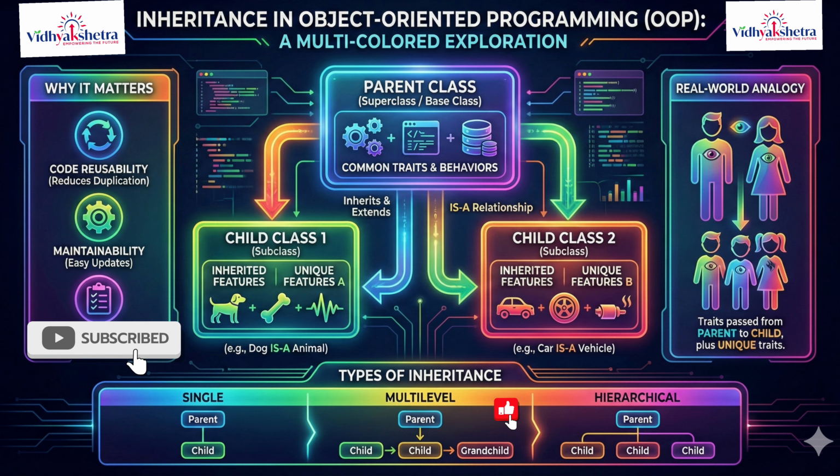Although inheritance is powerful, it is not always the best solution. In some cases, composition, where a class contains another class instead of inheriting from it, may be more appropriate. Inheritance creates a strong dependency between classes, while composition offers more flexibility. Good software design involves understanding when to use inheritance and when to prefer composition.